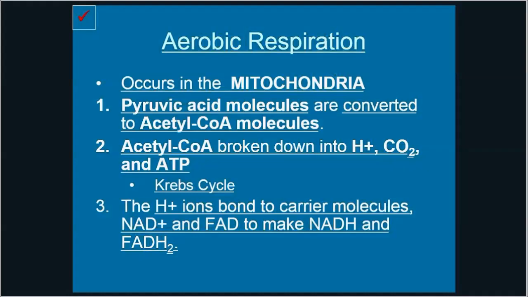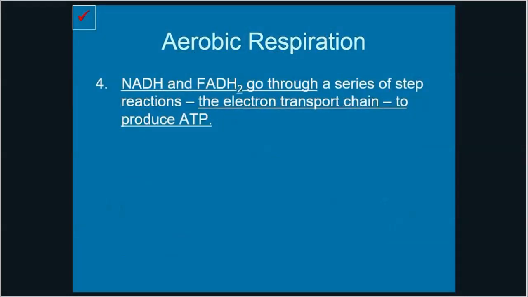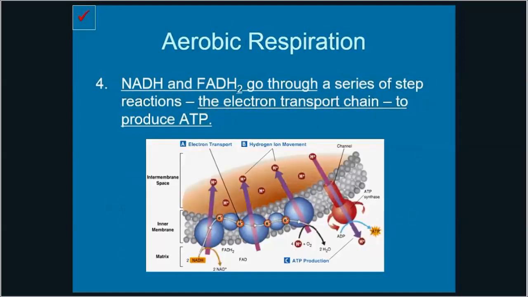The hydrogen ions in it bond to carrier molecules called NAD and FAD to make NADH and FADH2. I'm just going to refer to them as NAD and FAD, and they carry those hydrogens. So NAD and FAD go through a series of step reactions in the electron transport chain in order to produce a whole bunch of ATP.